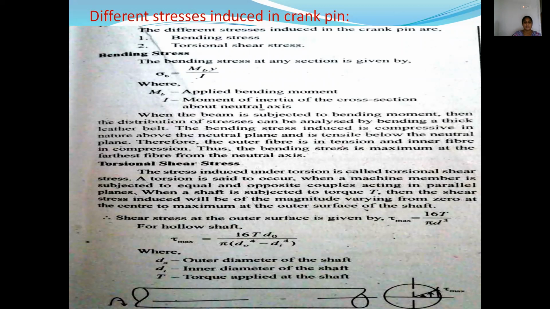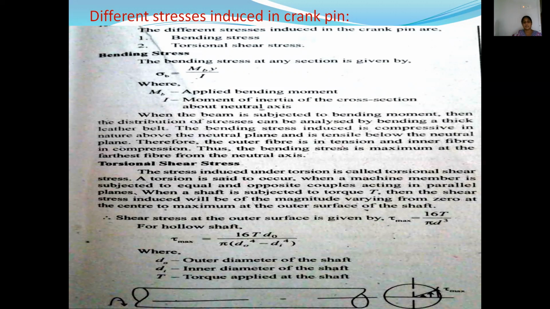When the beam is subjected to a bending moment, the distribution of stresses can be analyzed by bending a thick leather belt. The bending stress induced is compressive in the inner plane. Therefore, the outer fiber is in tension and the inner fiber is in compression, about the neutral axis. Next one is torsional shear stress.